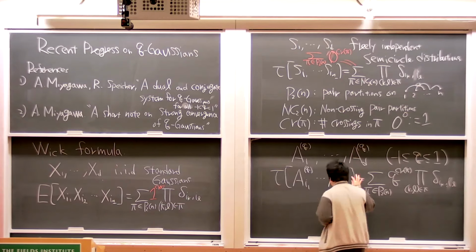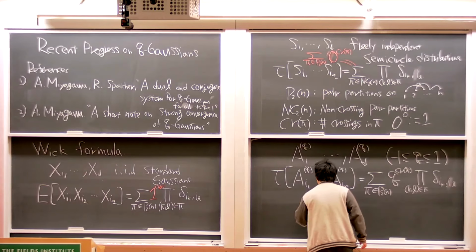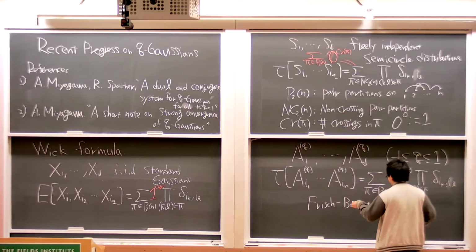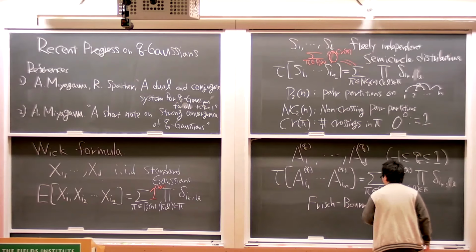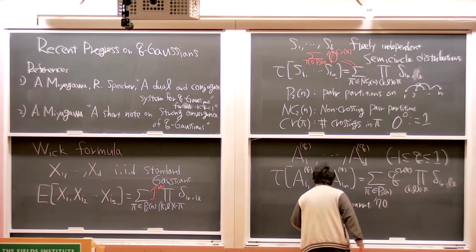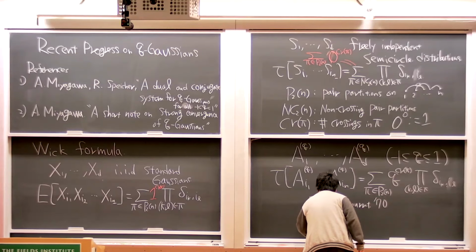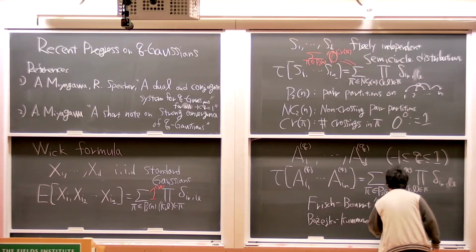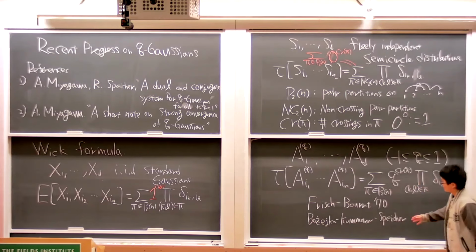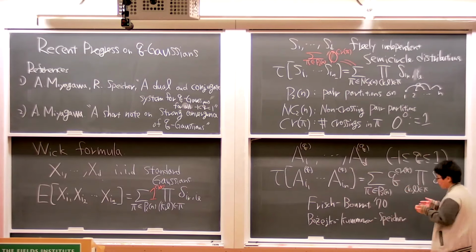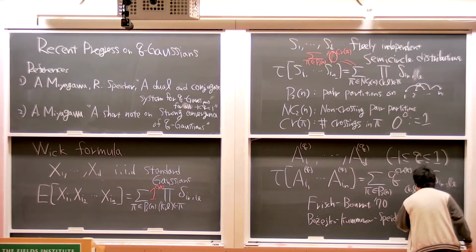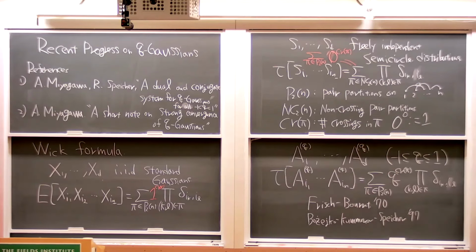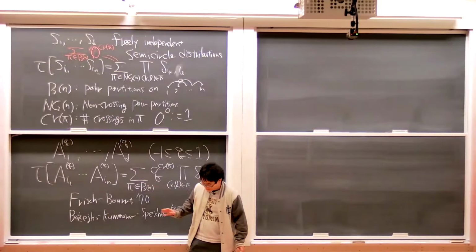This kind of formula was found in the 1970s by Frisch and Bourret in a paper on parastochastics, and later, about 20 years later, Bożejko, Kümmerer, and Speicher revisited the q-Gaussian and considered q-Brownian motion. Anyway, I just wrote the formula for the joint moment.